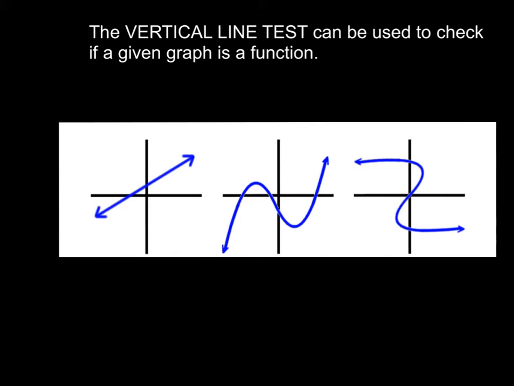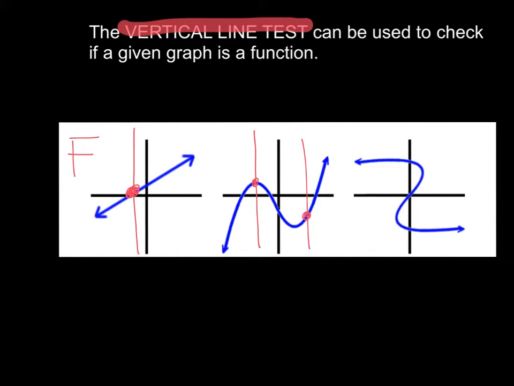If we're given a graph, we can simply use the vertical line test to check if the given graph is a function. So how do you use the vertical line test? You simply drop a vertical line, and if it hits your graph only at one point, then it is a function. So here, if I drop a vertical line, regardless where I drop it, it will only hit it once. Therefore, this is also a function.